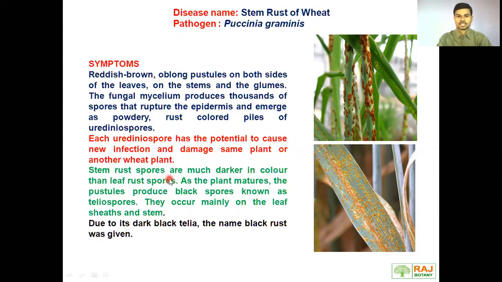Stem rust spores are much darker in color than the leaf rust spores. Here in the figure we can see the spores on the stems are much darker than the spores on the leaf. As the plant matures, the pustules produce black spores known as teliospores. The black colored spores produced by Puccinia graminis are termed teliospores. Due to the dark black color of these teliospores, this disease is termed black rust of wheat.